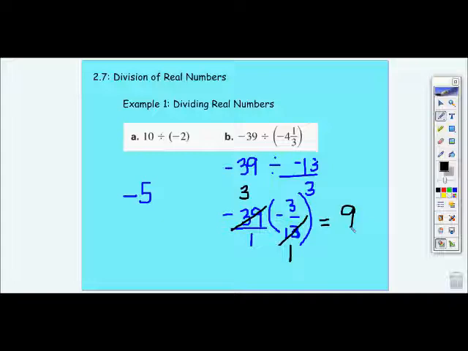All right, so we reduced. Anything over 1 means it's a whole number. And then we looked at the signage. Negative times a negative gave me my positive. And then 3 times 3 is 9.